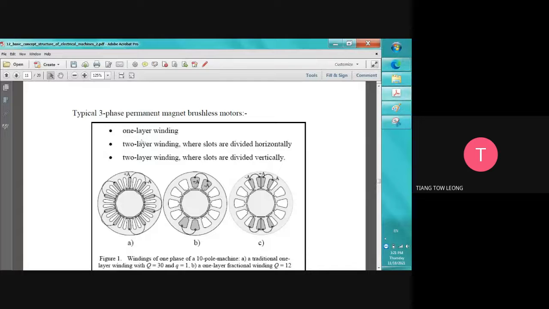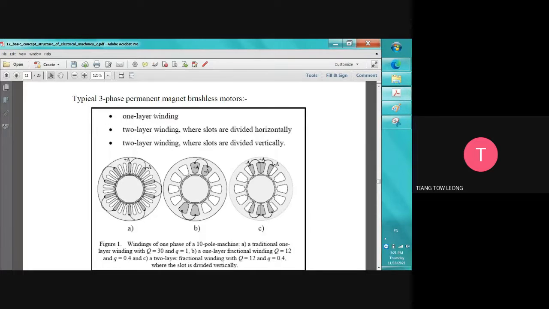And then in your study for this subject, we only focus on the 3 phase. 3 phase will be your basic. And let's say you want to design for more phases, for example, 5 phases, 6 phases, which is now a lot of people want to design a machine, then we need to prolong it up. So, 3 phase permanent magnet brushless motor.